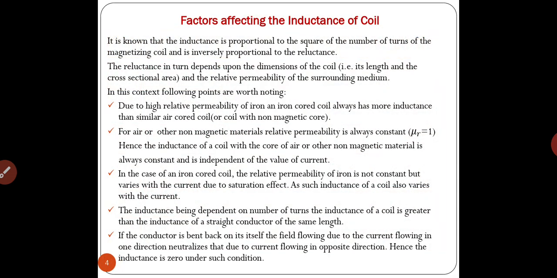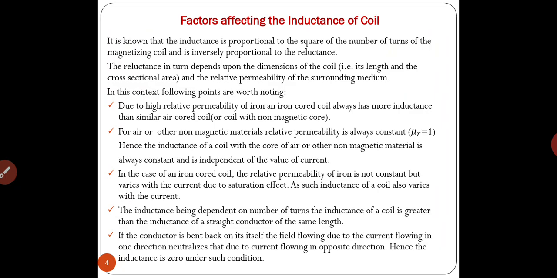First we will understand the factors affecting the inductance of a coil. It is known that the inductance is proportional to the square of the number of turns of the magnetizing coil and is inversely proportional to the reluctance. The reluctance in turn depends upon the dimensions of the coil, that is its length and cross-sectional area, and the relative permeability of the surrounding medium.